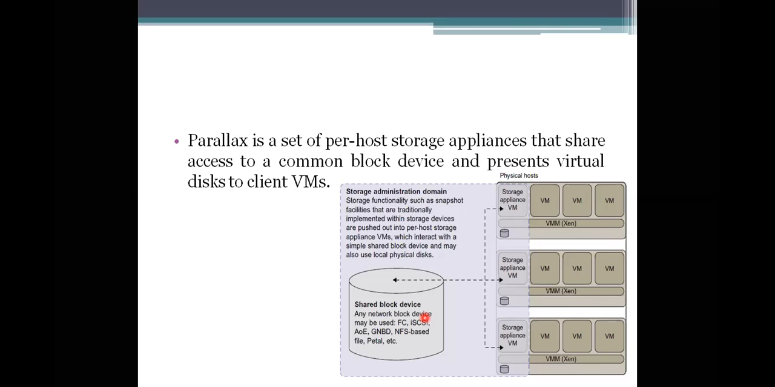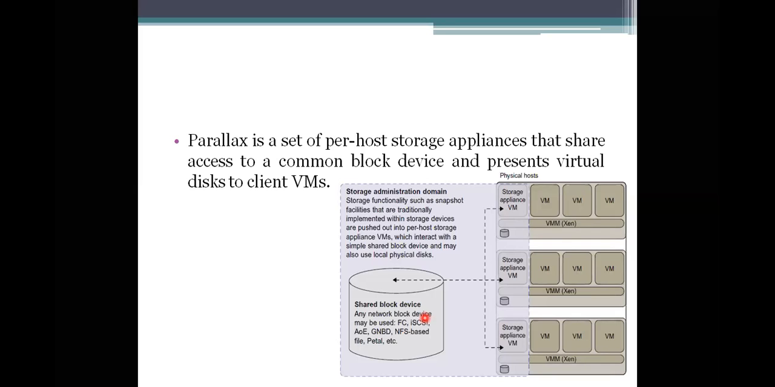How they are used here is, it takes some storage appliances at these physical machines, which are handled by the hypervisor, and also some physical disk space, and it will be shared at the block device you have. How can you connect to that? Any network block device may be used here. Whether it is a file or a path will be specified here. The storage devices will be pushed out into this host storage, and the virtual machines will interact with the shared block device and take the privilege of accessing the data.